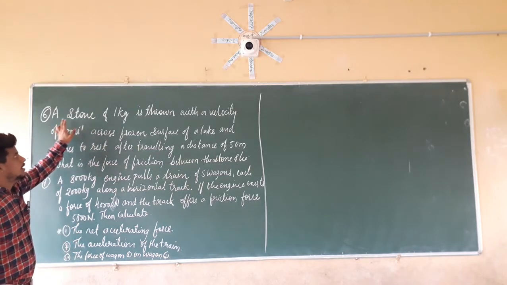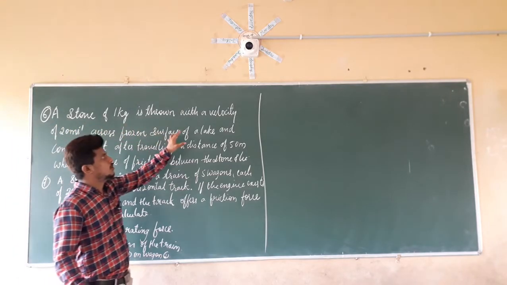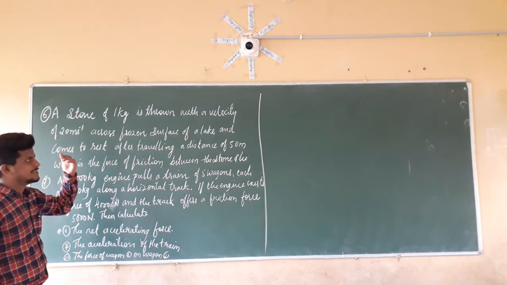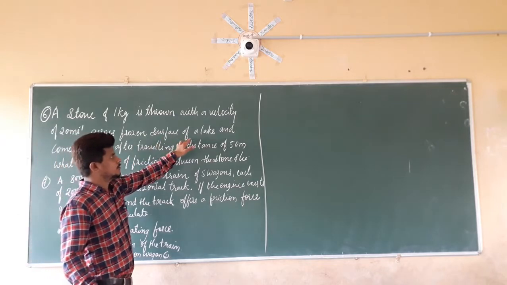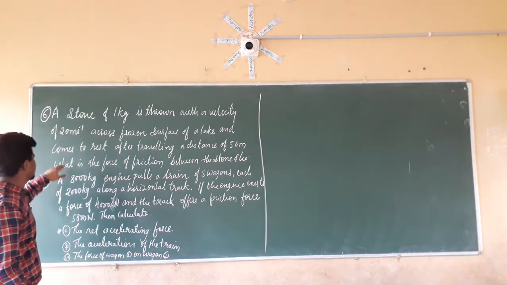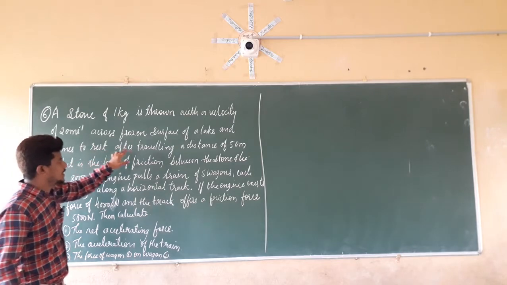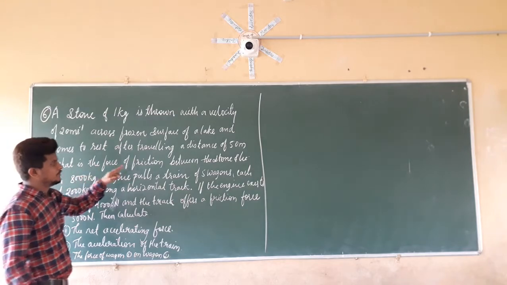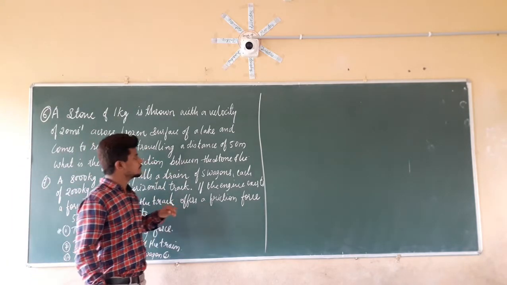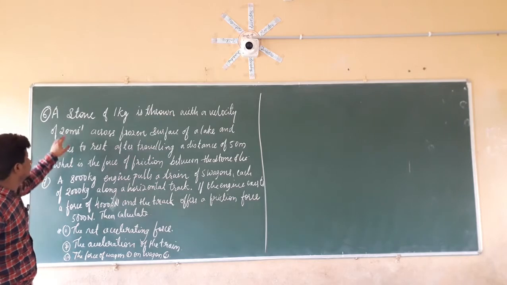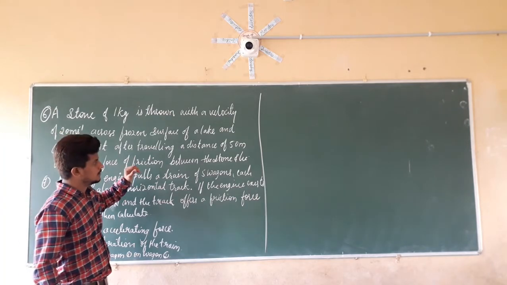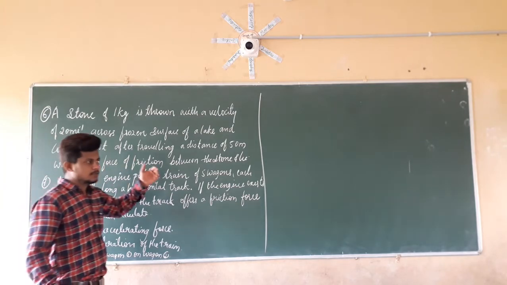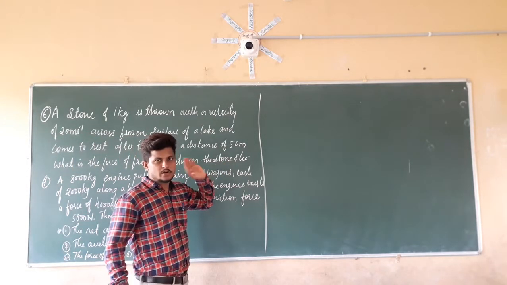A stone of 1 kg is thrown with a velocity of 20 meter per second across a frozen surface of a lake and comes to rest after traveling a distance of 50 meter. What is the force of friction between the stone and the surface? Right, we have to calculate the friction between the stone and the ice.